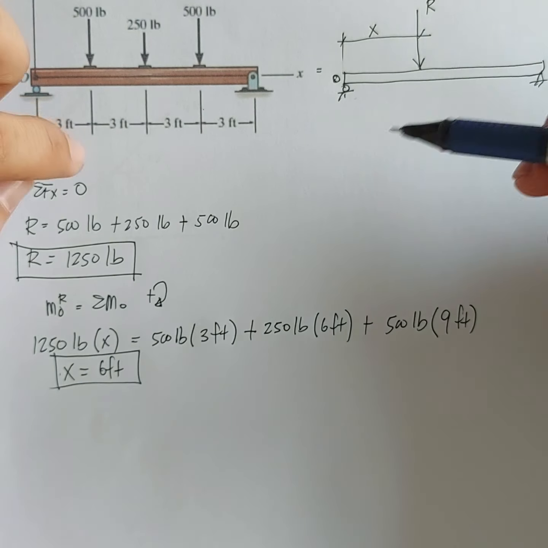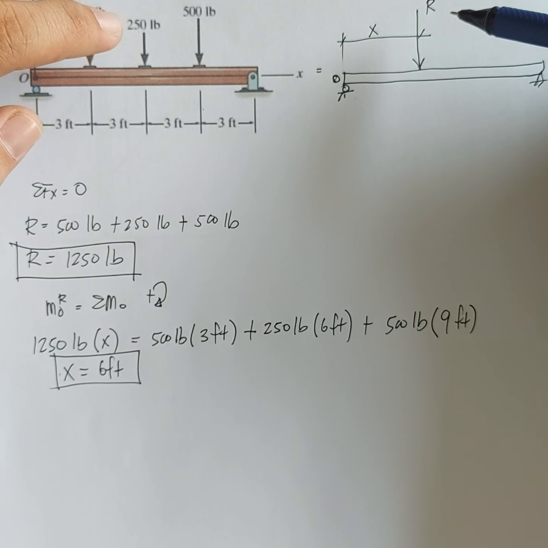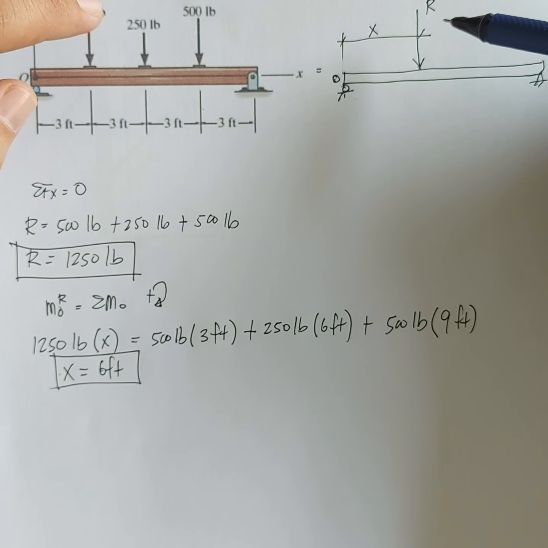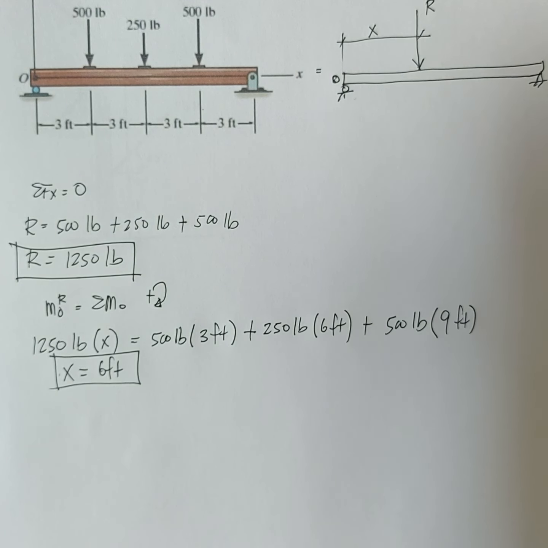Okay? So, pag equal yung resultant and then yung moment about a certain point, that is how we solve for this problem. So, let's proceed to the next and perhaps the last example for this particular topic.